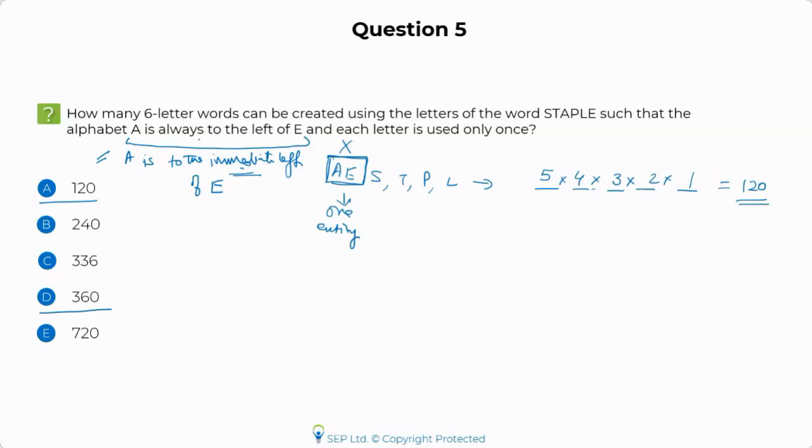But the question doesn't say immediate left. The question says A is to the left of E. In that case, there are various kinds of scenarios. Like you could have E here, A here, or A here, or A here. All of these are possible. In fact, you could have E at this place and A could be here, A could be here, any of these places. So left means just left. You can place it anywhere that you want to.